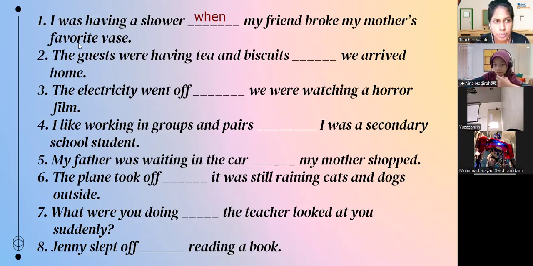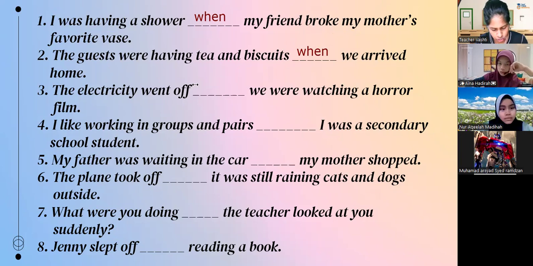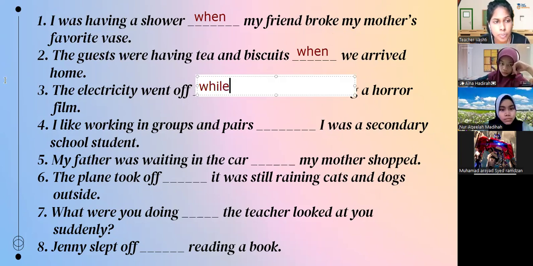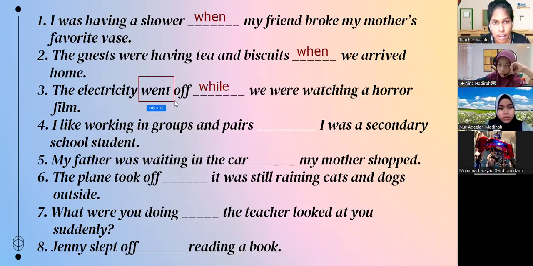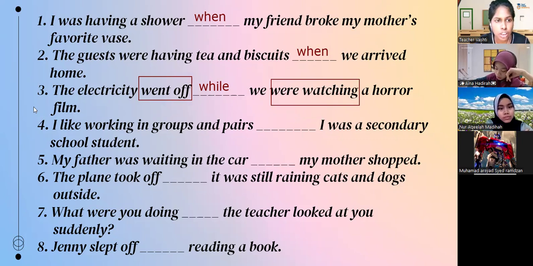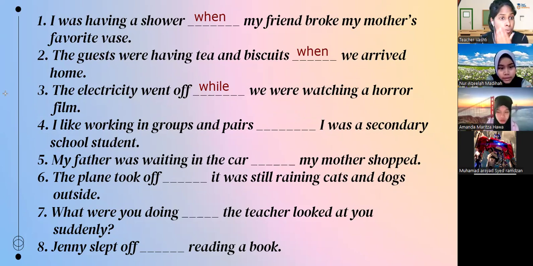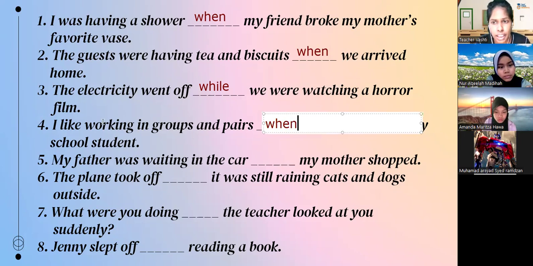Number 2, what's your answer? The guests were having tea and biscuits. When. Also the word when. Very good. Number 3, the electricity went off. While. Very good. Why while? Because it's past continuous. Okay. Good. Number 4. When. Okay. When, because you have the word working.